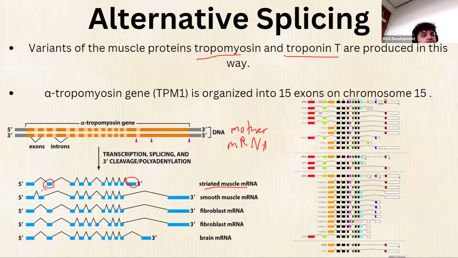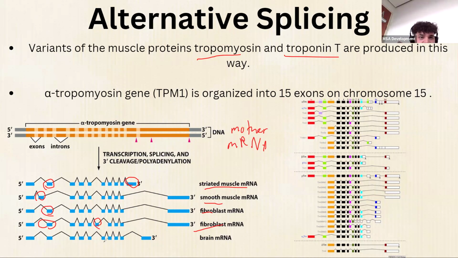The second time I decided to splice it in this way. I will get smooth muscle mRNA. The third time, I will splice it this way. What will I get? Fibroblast mRNA. The fourth time I decided, let me splice it this way. I will also get fibroblast mRNA.